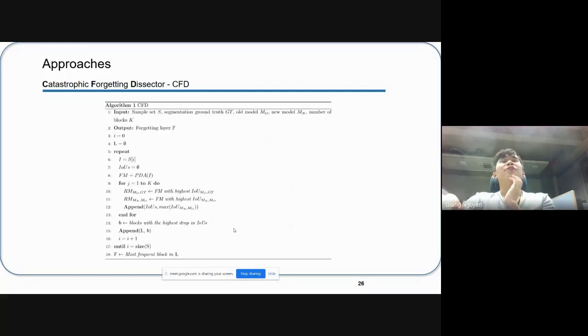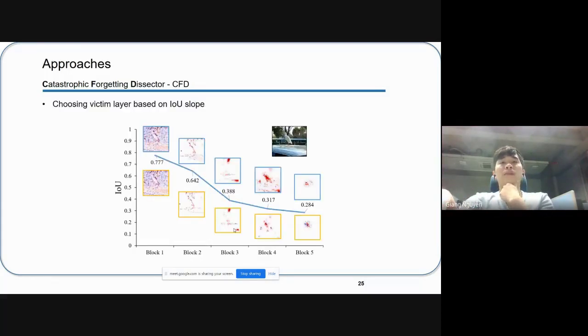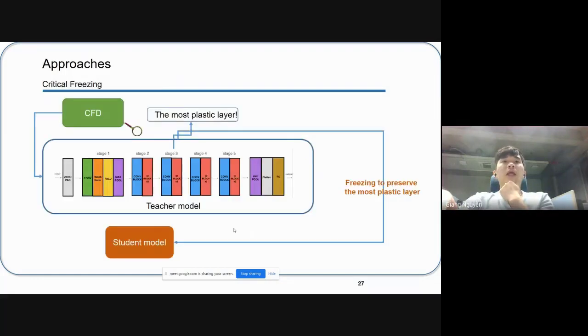And this is the algorithm that I propose. It's also the workflow for the CFD. And the output will be the layer that is forgetting the most. For example, in this figure, it will be block three. And when I know which layer is forgetting the most, I will apply critical freezing. It just will freeze the layer that causes the catastrophic forgetting.